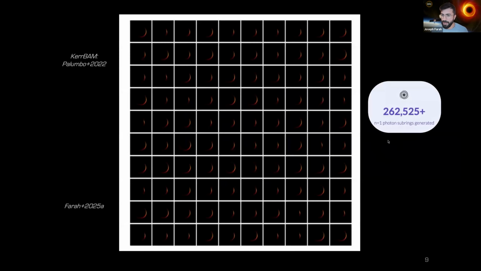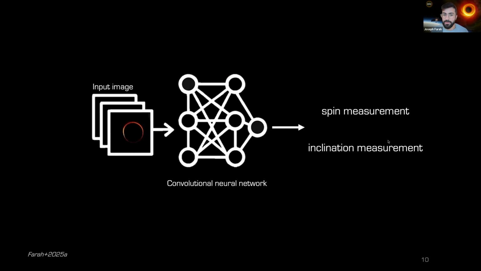To try and solve this problem, we made a super dense grid of photon ring images using KerrBAM, which is this amazing semi-analytic ray tracing engine developed by Daniel Palumbo. It lets us produce images of the photon ring, millions of them on a very short time scale, with all sorts of parameter combinations ranging from the space-time parameters like spin and inclination, but also a whole bunch of other parameters related to the fluid flow around the black hole to see how the photon ring evolves. And then we put these images through a variety of neural networks in order to attempt to measure spin and inclination from the images.